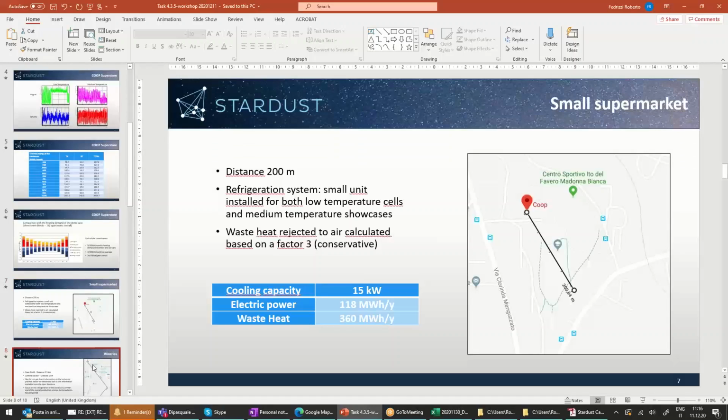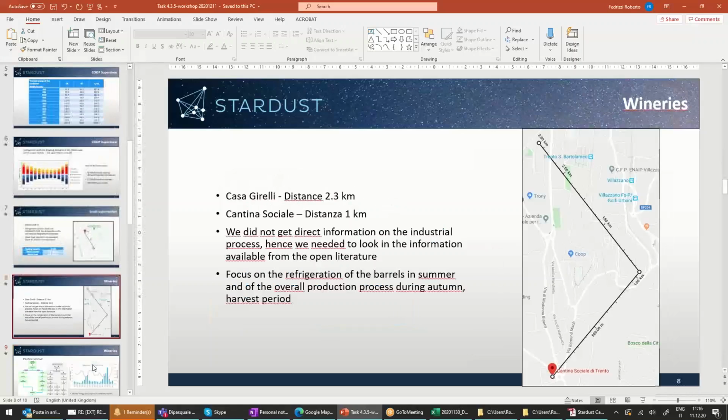We also want to concentrate on wineries, apart from supermarkets. Trento has a lot of agriculture, apples and vineyards, quite a lot. So wineries are quite common in Trento and the neighborhoods. We identified two in the area, one on the south side, around 1 kilometer from the towers, and another one on the north side of the demonstration area, around 2 kilometers from there.